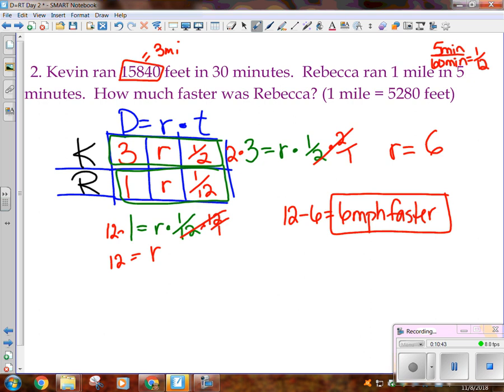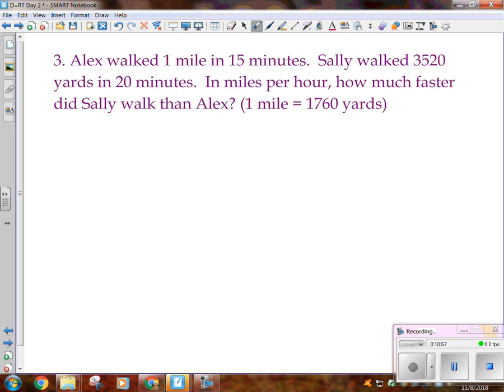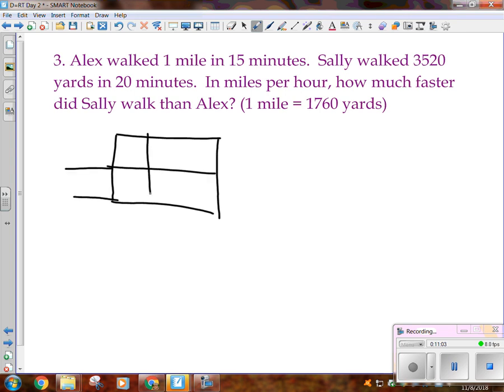2 down, 3 or 4 to go, I think. Maybe 4 or 5 to go. What do you think? This is day 2. It's not too bad, is it? But you do have to work with fractions, and you are going to have to change your distances. Okay, again, draw boxes. D equals R times T. It's very important you get the equation up there. Got to work with the right equation.